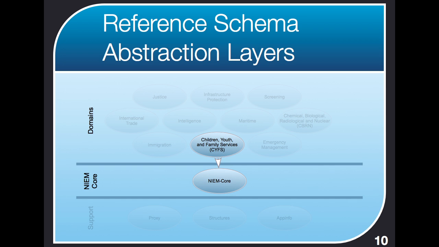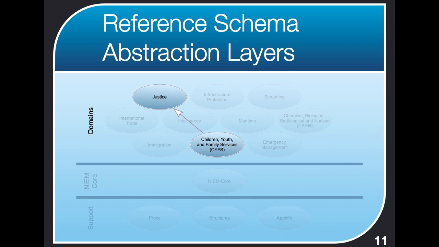The domain layer can also draw upon NIEM core. NIEM core is a lower layer, and so it's perfectly fine for the domain to draw from NIEM core, to use things in NIEM core, and to extend things in NIEM core for its own use. Again, the reverse is not true. NIEM core does not draw from the CYFS domain, nor from any of the domains. It doesn't draw from anything in that layer. Again, the advantage to this is that we can update the Children, Youth, and Family Services domain, or indeed any of the domains, without changing anything in NIEM core, because NIEM core won't use anything from those domains. So we can update those domains independently from NIEM core.